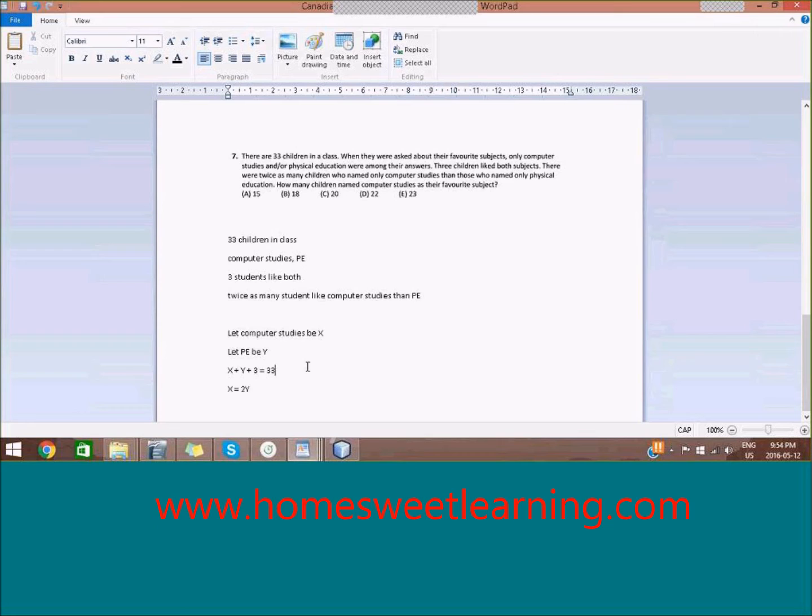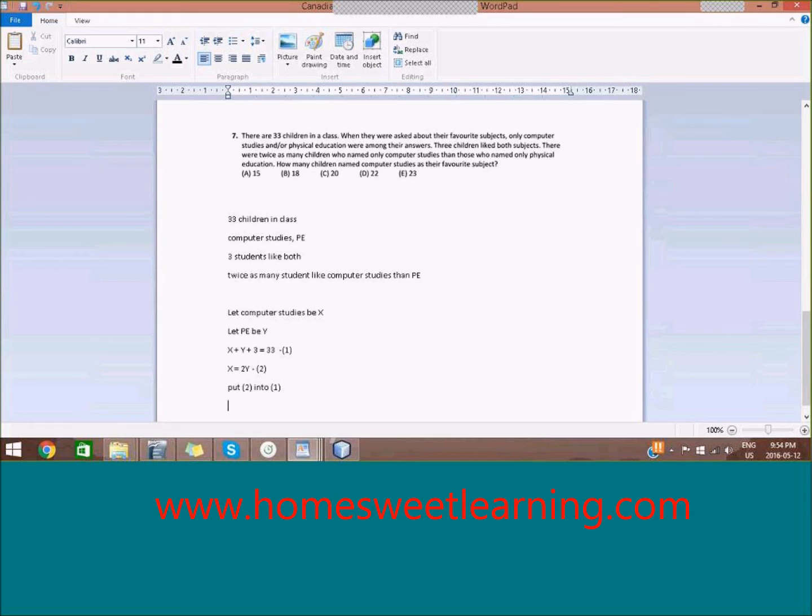So this is going to be equation 1. And this is equation 2. So I'm going to put the value of x, so put equation 2 into 1. So everywhere I see x in equation 1, I'm going to substitute. So we have x, which is 2y, plus y plus 3 is equal to 33.